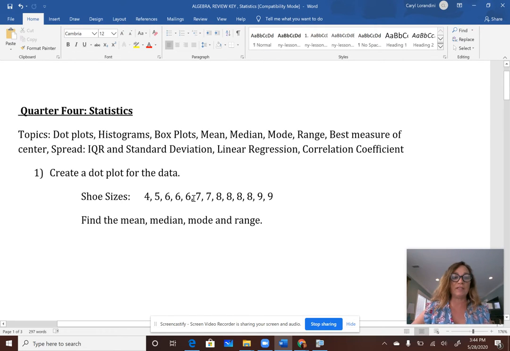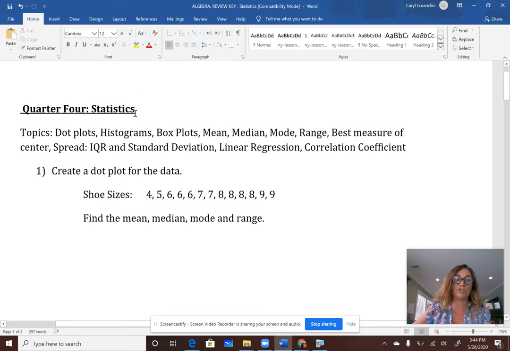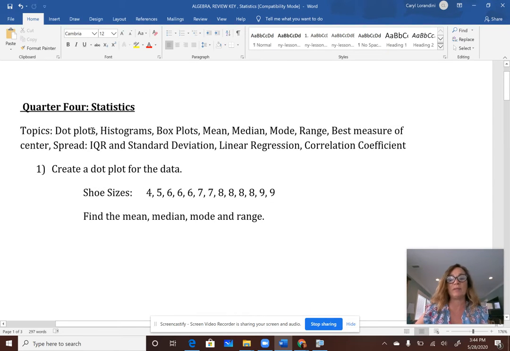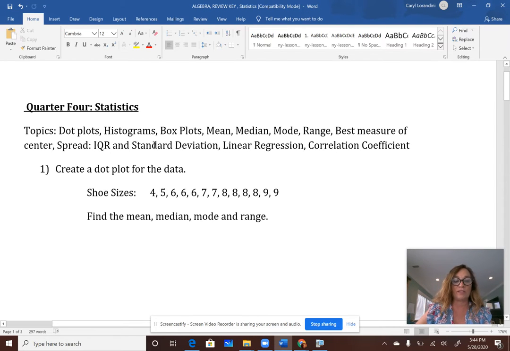All right, so the topics for this last test are all statistical measures: dot plots, histograms, box plots, mean, median, mode, range, best measure of center, spread, which is IQR or standard deviation, linear regression, and correlation coefficient, okay? So the first whole bunch of that's one var stats, and then the linear regression and the correlation coefficient, that's two variables. You're looking for a relationship. Okay, so number one, create a dot plot for the data.